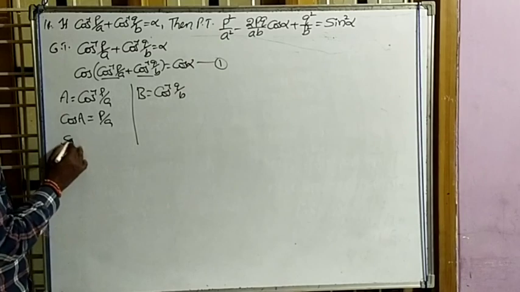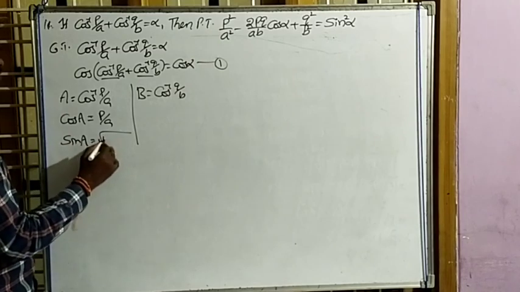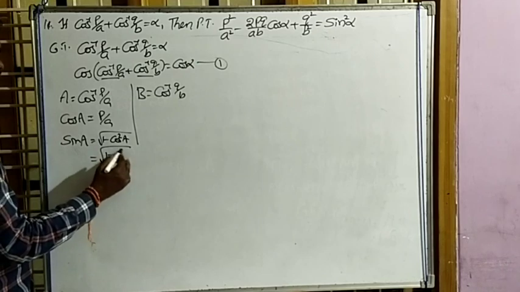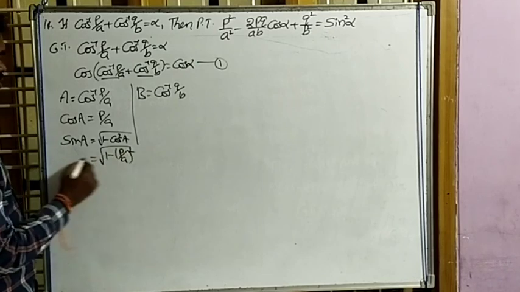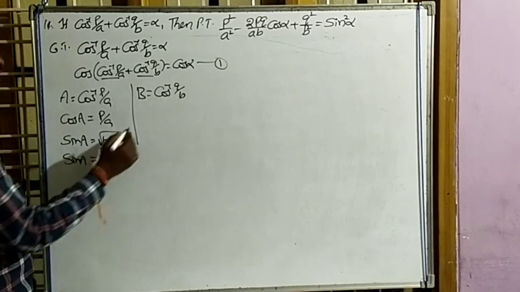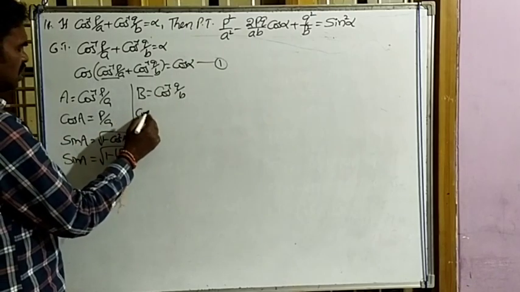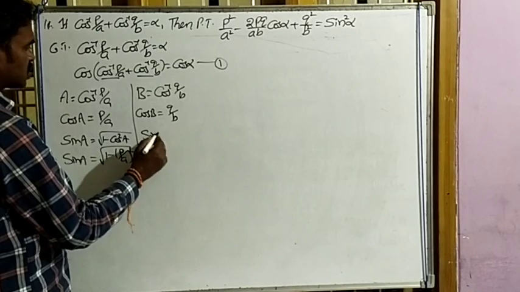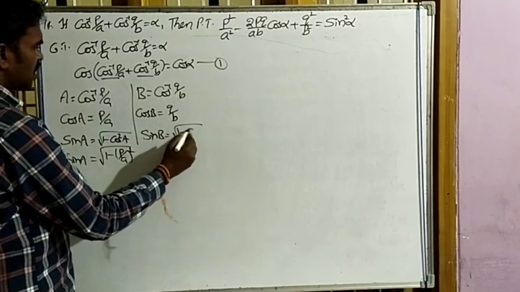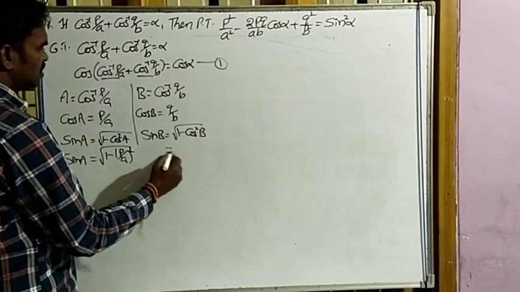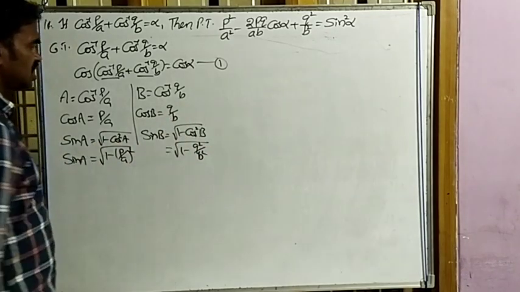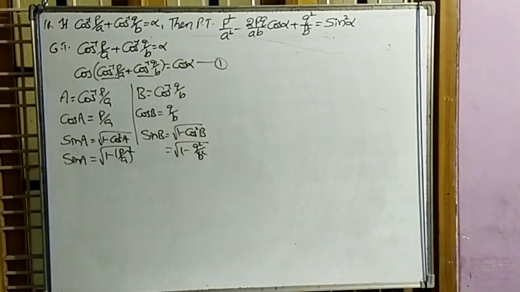So immediately, what about sin a? The sin a formula is root of 1 minus cos square a. So sin a means root of 1 minus (p by a) whole square. So this is sin a. Now cos b, bring to the left side, cos b equal to q by b. Then what about sin b? Root of 1 minus cos square b. So this is equal to root of 1 minus q square by b square. Yeah, we got sin a, cos b, sin b.